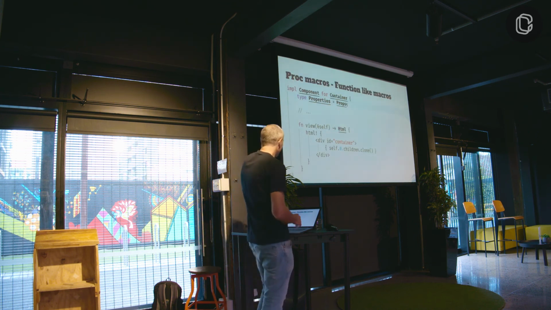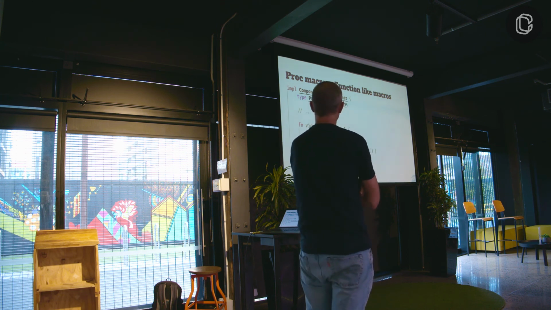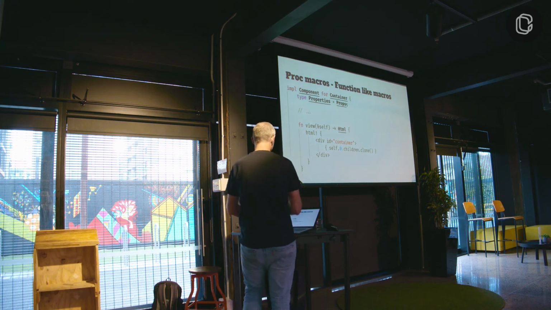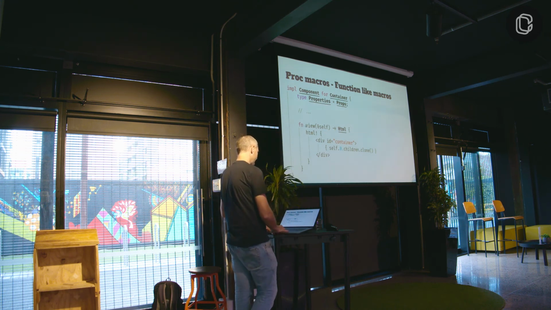And then you almost get to the abuse of what you can do with Rust code. So this here is actually valid Rust code. Here we've got the view function. It returns HTML, which will be some type of structure or trait.